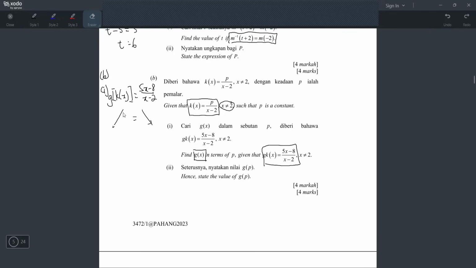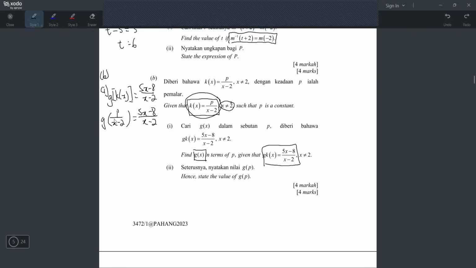For this question, tell me, does the inside function exist or not? We always do the inside first. So the inside function is k(x). Do we have k(x)? The answer is yes. It means I have to let later. But now I will substitute the inside function first. So what is k(x)? P over x minus 2. I will substitute it first, but the g, I will leave it here. And for the 5x minus 8 over x minus 2, nothing happens. Just write it beside like this.